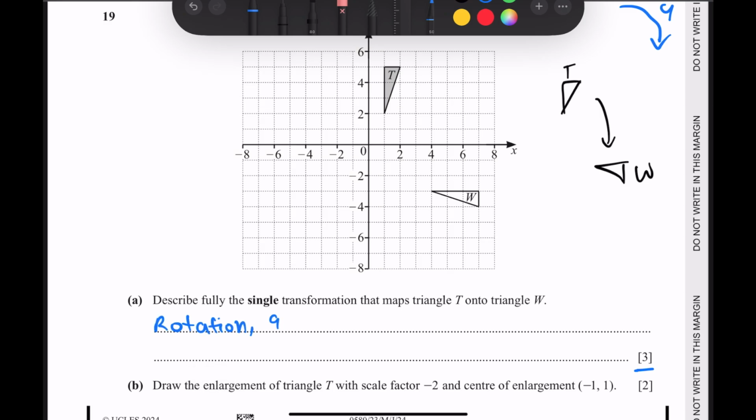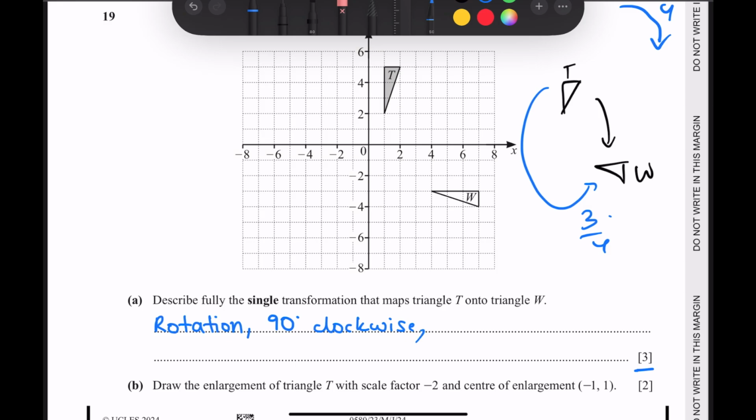I'm writing, comma, in this case, 90 degrees clockwise. You can also write it as 270 degrees counterclockwise, since as you can see, 3/4 of a counterclockwise rotation will produce W as well. Therefore, anything equivalent to 90 degrees clockwise is acceptable based on the mark scheme.